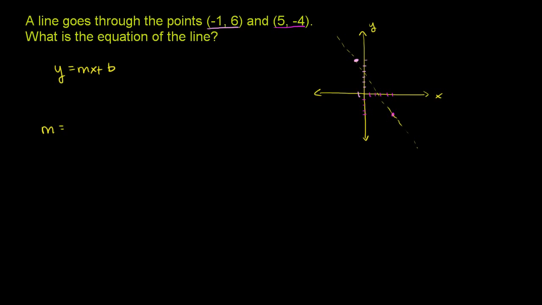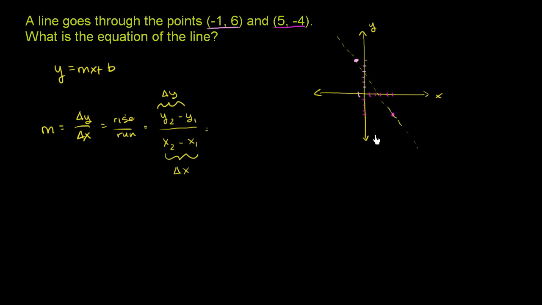So this is equal to change in y over change in x, which is the same thing as rise over run, which is the same thing as the y value of your ending point minus the y value of your starting point. This is the same exact thing as change in y. And that over the x value of your ending point minus the x value of your starting point. This is the exact same thing as change in x. And you just have to pick one of these as a starting point and one as the ending point. So let's make this over here our starting point and that our ending point.